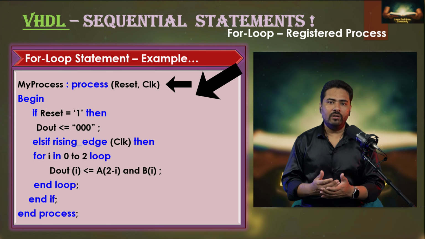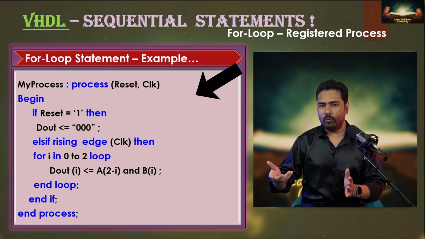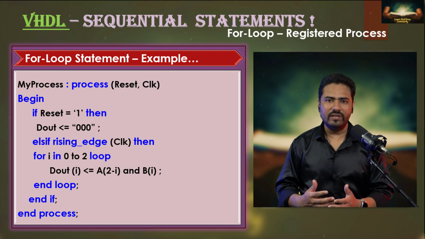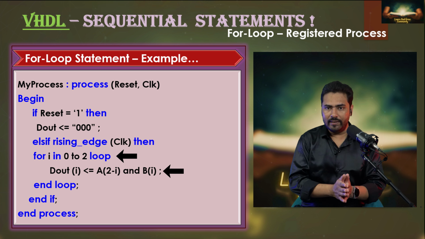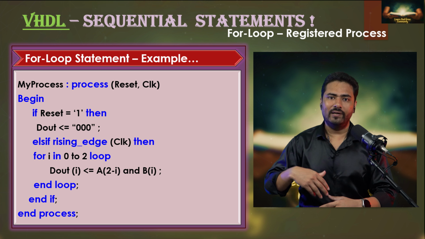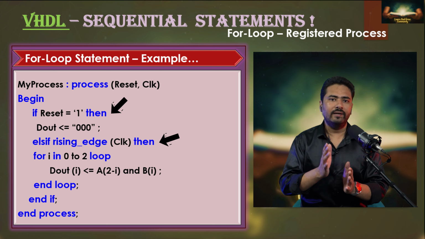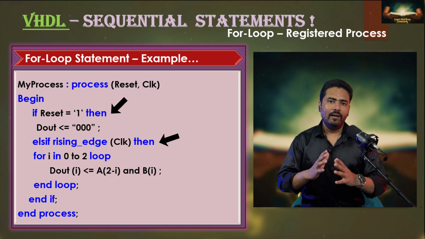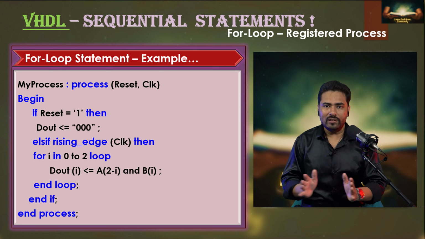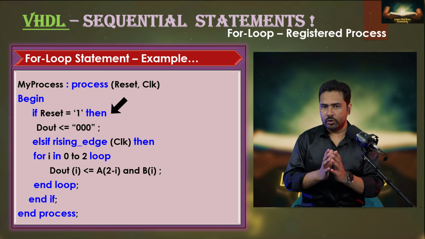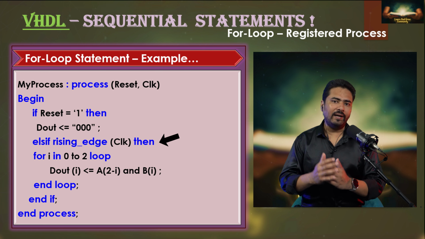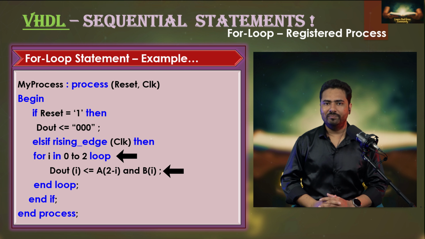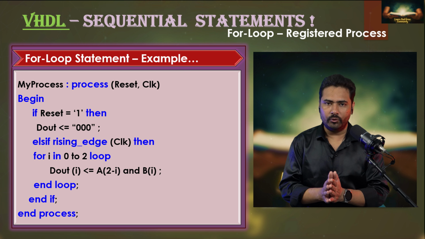Here is an example of using the for loop in a registered process. We are using the same for loop example as before, which evaluates to the 3 statements. So for a registered process block, we have reset and clock sections. In the reset section, we set all the signals to their default state. So Dout is 0, 0, 0. In the clock section, we write our for loop just as before. So this is our complete code.